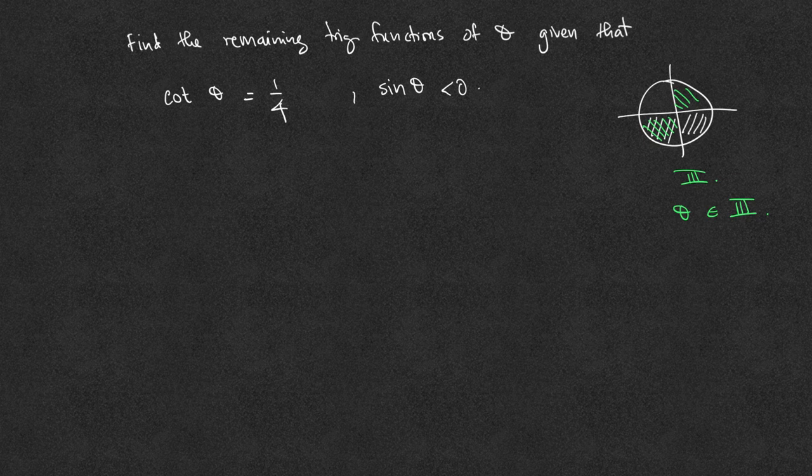A generic right triangle in the third quadrant has one of the legs coinciding with the horizontal axis. In the third quadrant, x is negative and y is negative. This is x comma y, where x is negative and y is negative.